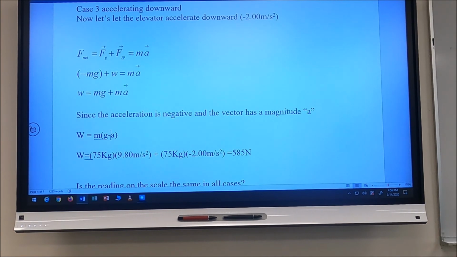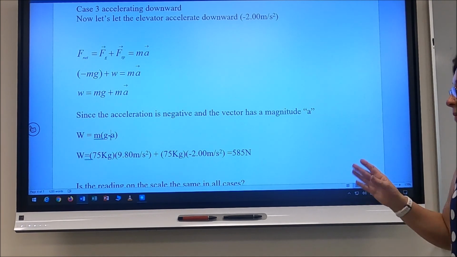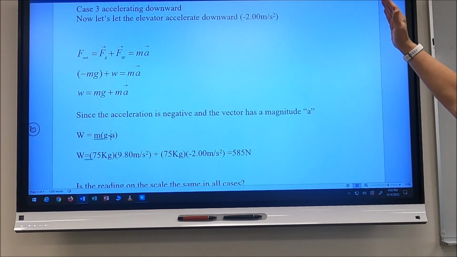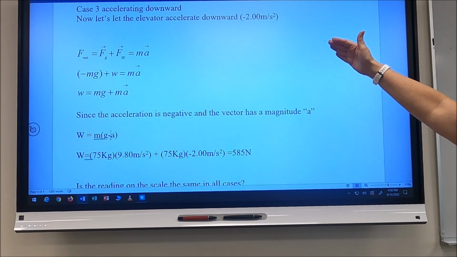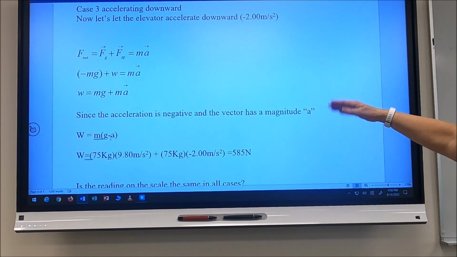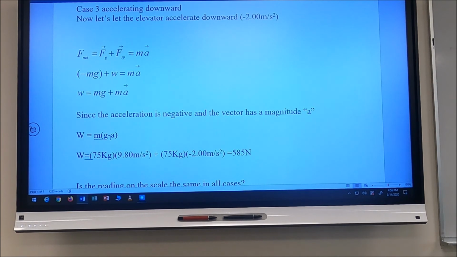This is why if you're in an elevator that's going down very fast, it feels like your stomach's kind of coming up into your throat. Okay? Now, you can see moving up, the weight's going to be greater than if it was sitting still on the earth. Moving down, it's going to be less.